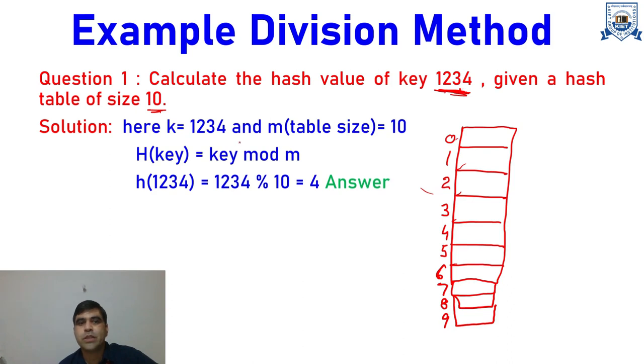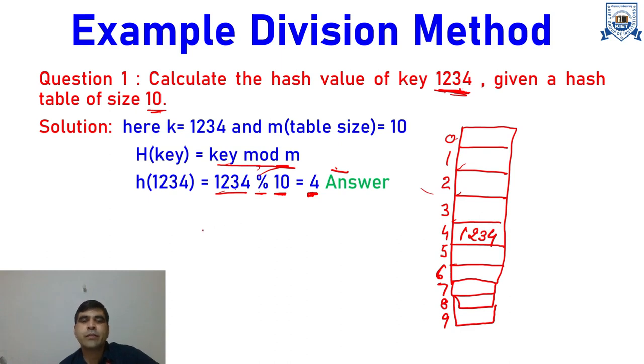So what we do is, our hash function is key mod m. The value of the key in this case is 1234. We do the mod operation, and the size of the table is 10. So this will give 4. So 4 is the index at which this key 1234 can be stored. So 4 is here, so we can store 1234.